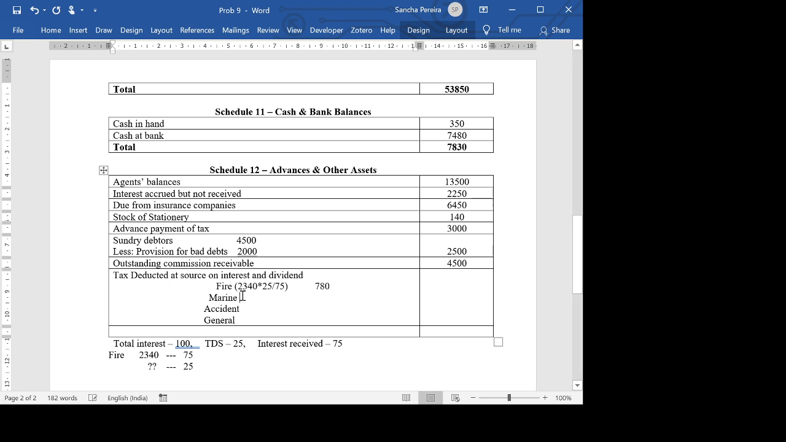Similarly, the same calculation applies to marine as well. The amount that has been given to us for marine is 750. So I'm going to do 750 into 25 divided by 75. This is going to give me an amount of 250 rupees. Then I have marine, which is 360. 360 into 25 divided by 75 is going to be 120 rupees.